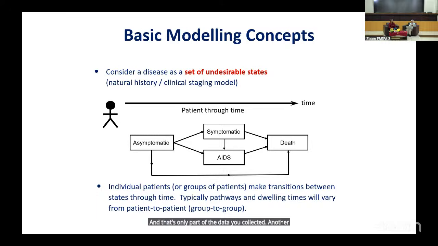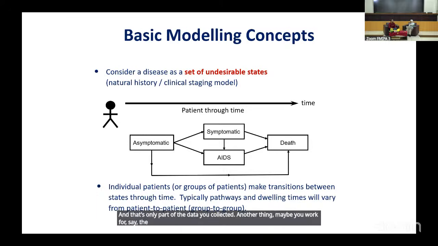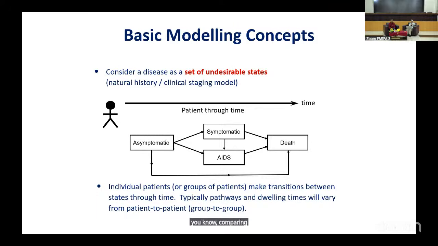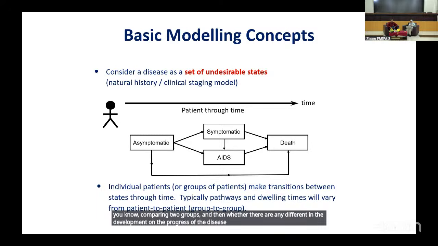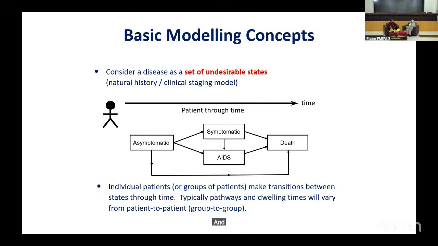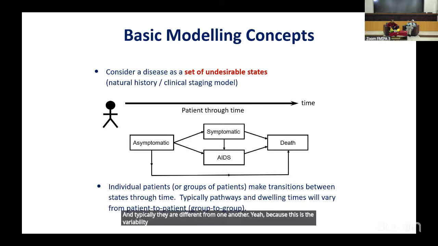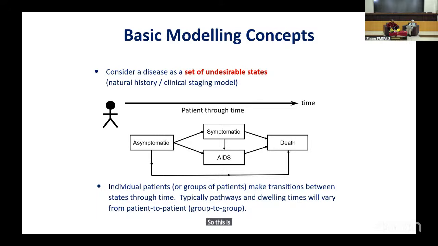Another thing, maybe you work on, say, the effectiveness of drugs, for example. You're comparing two groups, and looking at whether there are any differences in the development or progress of the disease. So in this model, what you collect is how long people actually stay, and typically they are different from one another, because this is the variability. One person stays 4 months in one state, I stay maybe 6 months in one state, and so on. So this is actually quite difficult because of the variability.